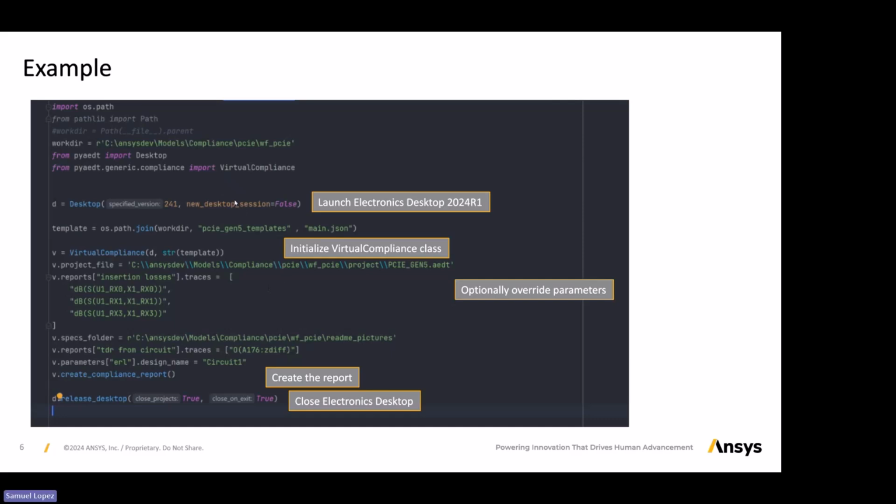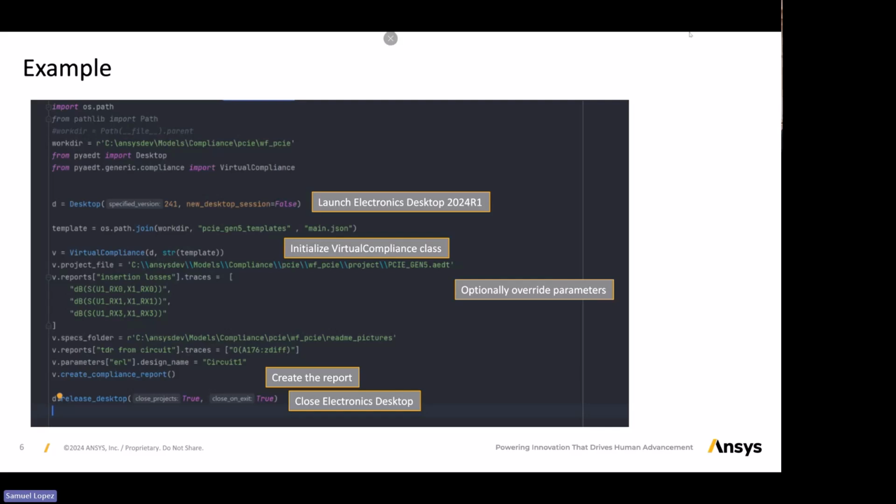So how does it work? Very easily, I will show you a demo later, but we just need to open the electronic desktop using PyAEDT, and then we initialize the virtual compliance class, and once we initialize it, we can modify the information of the template. The template that we have defined is the PCI Express generation 5. And then you can just modify the different expressions depending on the names of your pins or traces of your layout. And that's all. Once you have everything, you can just call create compliance report. And finally, we will have a PDF with all the information.